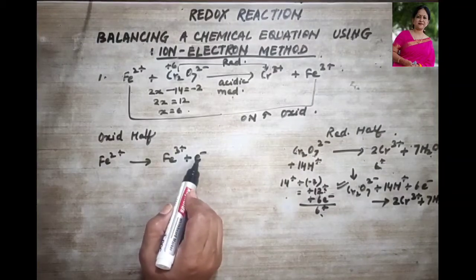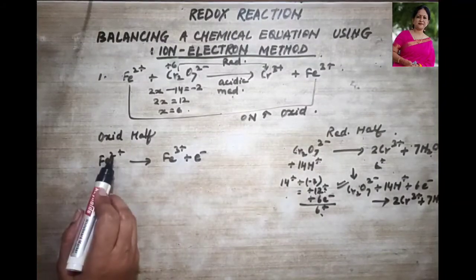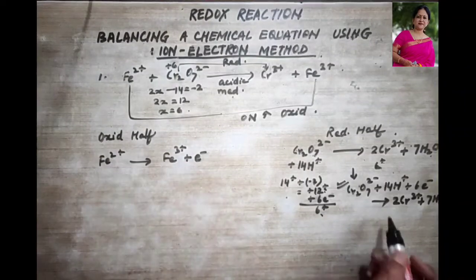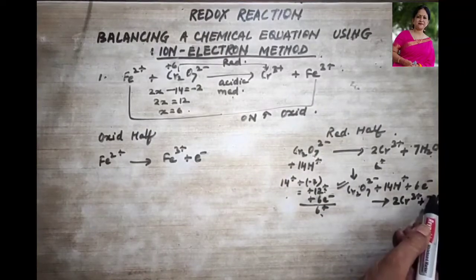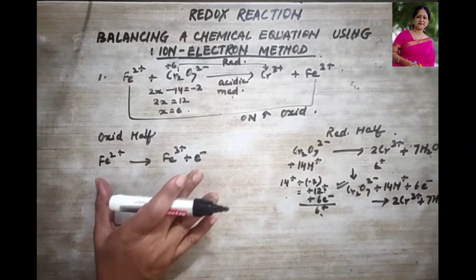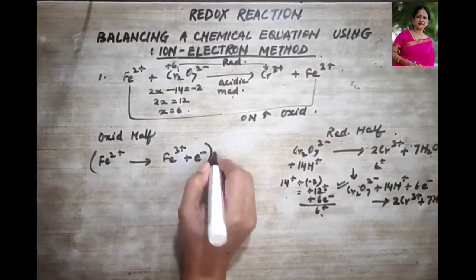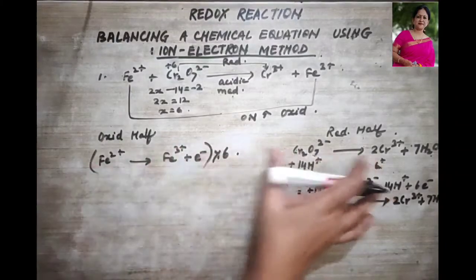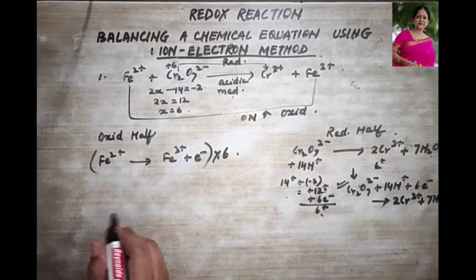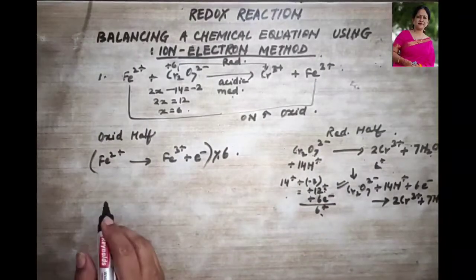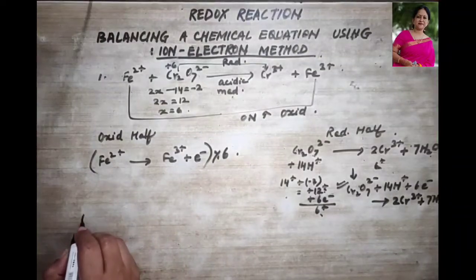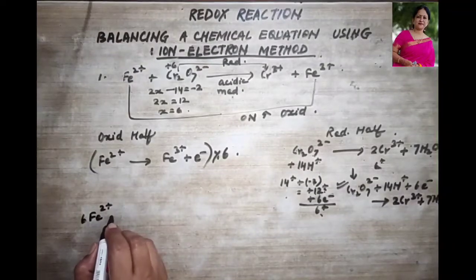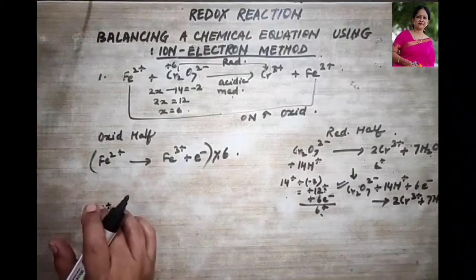3 minus 1 is already 2 plus, and here it is 2 plus, so this is already balanced, right? Now here how many electrons are there? 6 electrons. So we need 6 electrons over here. So what are we going to do? We have to multiply this with the 6, and now we have to bring both these halves together. Add both the oxidation and the reduction halves. So 6 Fe2 plus, right, plus bring all your reactants to one side.